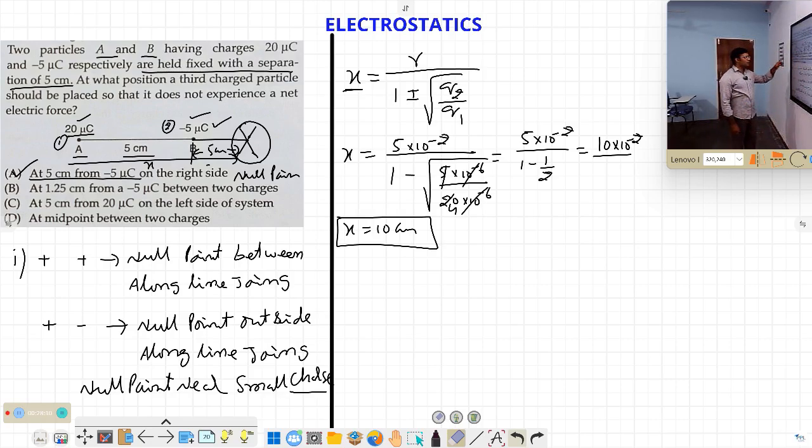No need to go for the remaining, because at 1.25 centimeter we did not get the null point anywhere. We got 10 centimeters, so the second option is not correct. Third option, 5 centimeters. Look here, at 5 centimeter from 20 microcoulomb, but we got 10 centimeter from 20 microcoulomb, so C is also not correct. And the last one, midpoint between the two charges. The concept is: one is plus, one is minus means always you'll get the null point outside, not between. So option A is correct.